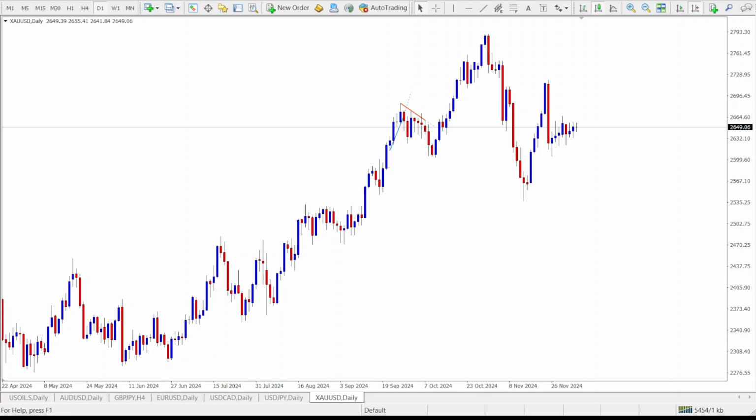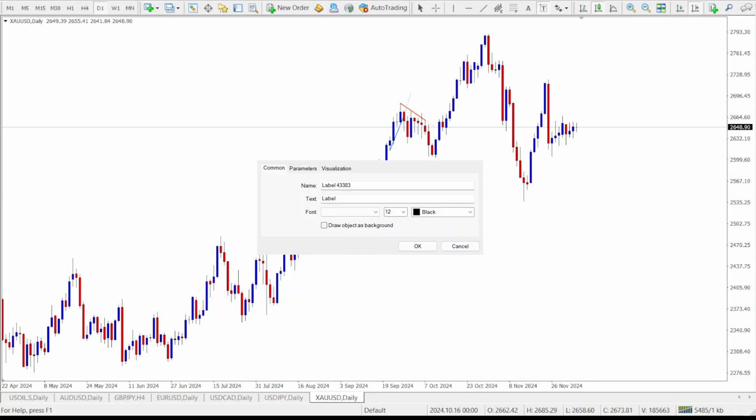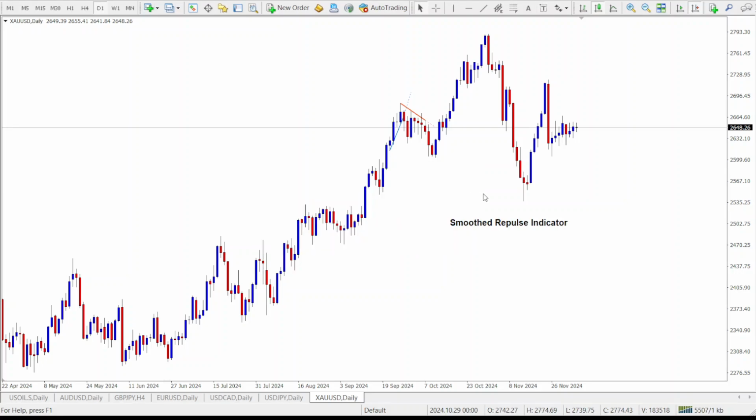In this video, we will discuss the Smoothed Repulse Indicator. Okay, we are going to be discussing the Smoothed Repulse Indicator, right? Now, this indicator is a custom indicator and it is particularly effective in volatile market conditions.